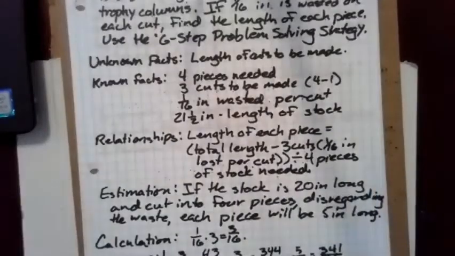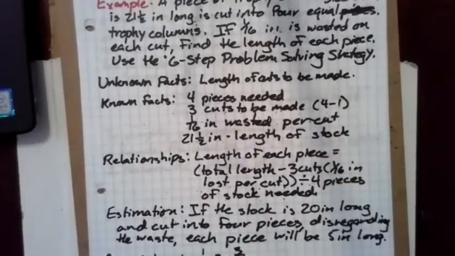Here is a more complicated problem. A piece of trophy column stock that is 21.5 inches long is cut into 4 equal pieces, trophy columns. If 1/16 inch is wasted on each cut, find the length of each piece. Use the 6-step problem-solving strategy. So our 6-step problem-solving strategy says first we need to figure out what the unknown facts are, and what we need to know is the length of cuts to be made. Our known facts, we know that we need 4 pieces. We need 3 cuts to be made, 4 minus 1.